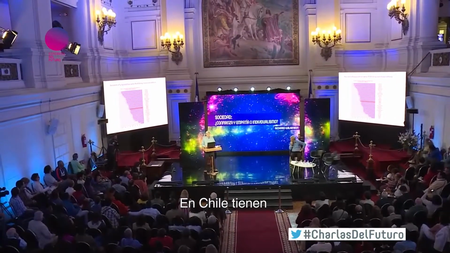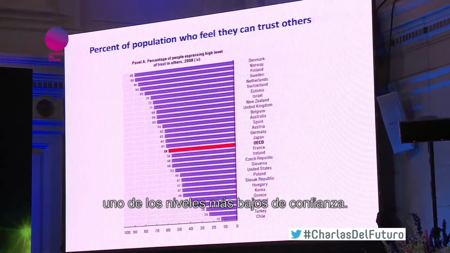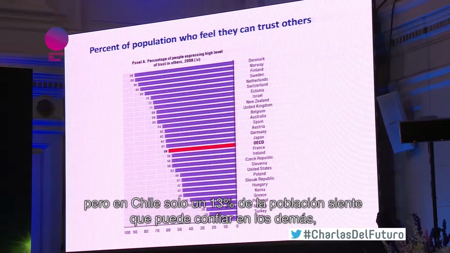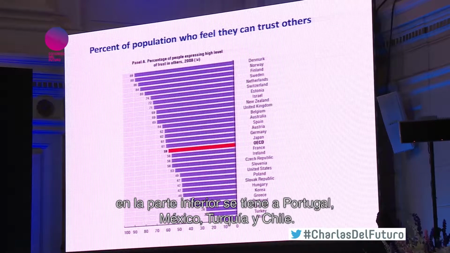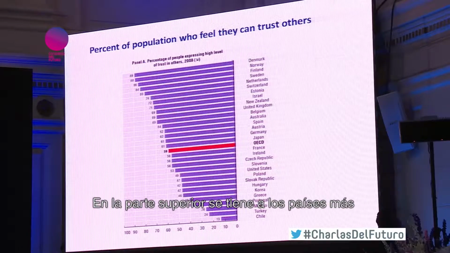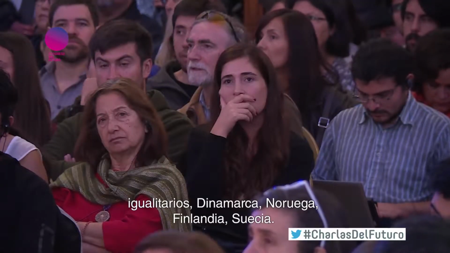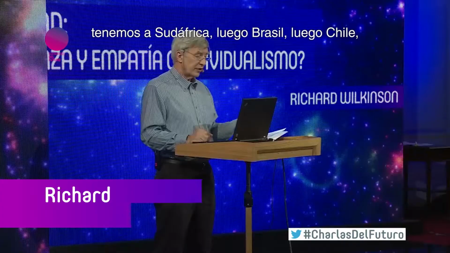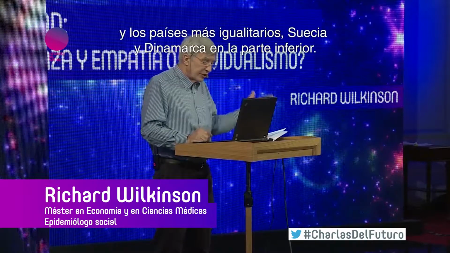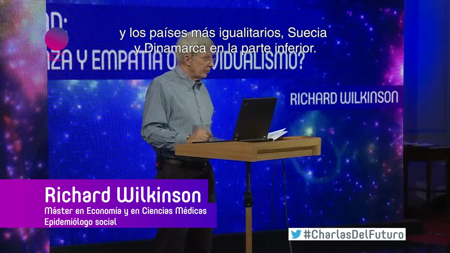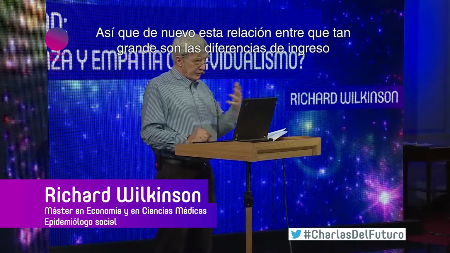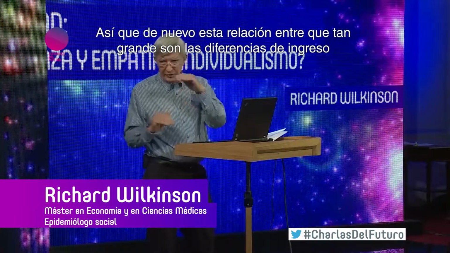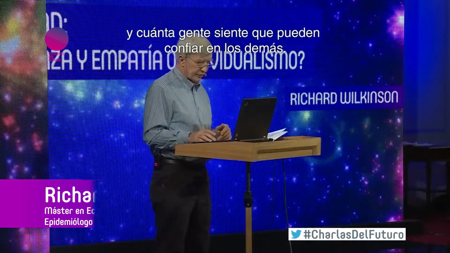In Chile, you have amongst the lowest levels of trust. I don't know whether you can read that, but Chile has 13% of the population feel they can trust others. At the bottom you have Portugal, Mexico, Turkey, and Chile. At the top you have the most equal countries, Denmark, Norway, Finland, Sweden. The biggest income differences between rich and poor in South Africa, then Brazil, then Chile. And the most equal countries, Sweden and Denmark, at the bottom. So again, this relationship between how big the income differences are and how much people feel they can trust others.